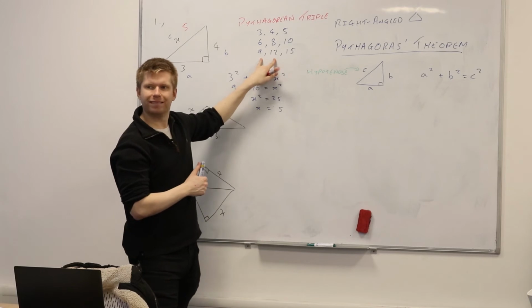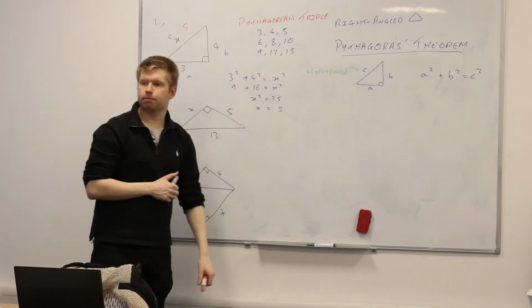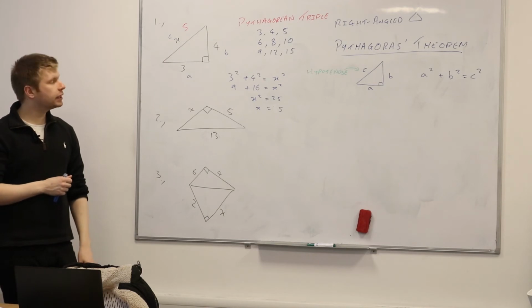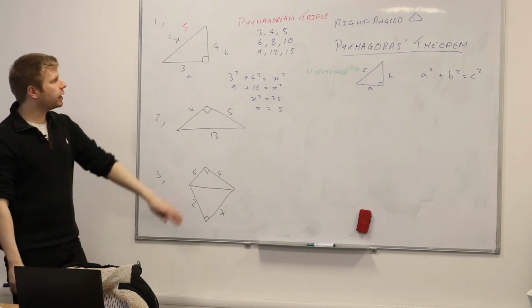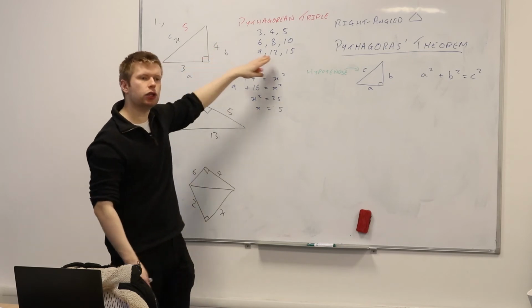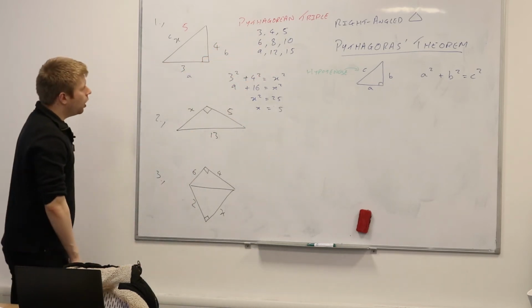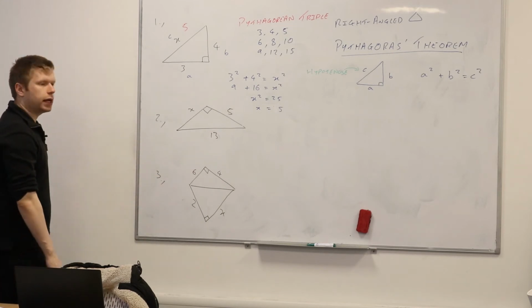It should be 15 squared. Yeah, exactly, 225. Does that make sense to everyone? So this set of numbers is useful, and it's useful to try and recognise these. Okay, good. So how would you solve this one here then?